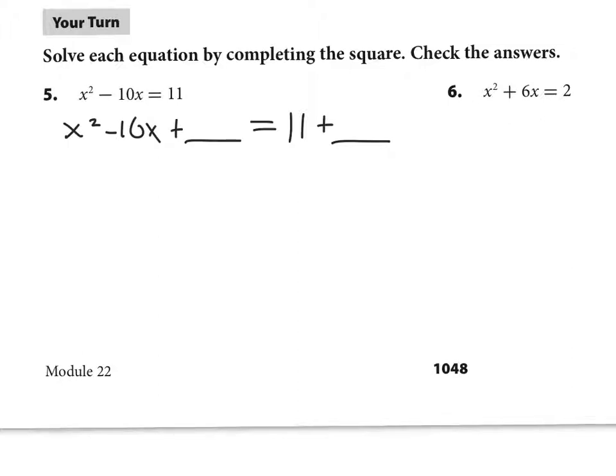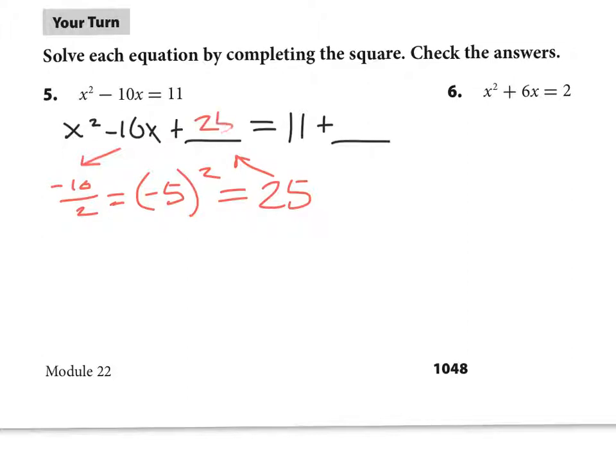Now, how do I figure out that C again? We're going to take our B value right here. Now, again, reminding you, this always has to be a 1 on the leading coefficient. So we take our B and divide by 2. That's going to be negative 5. I'm going to square that, and that gives me 25. That's my C. So I add 25 here, but again I have to add 25 over here.